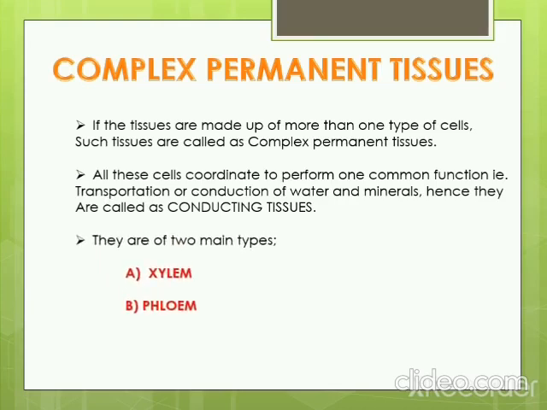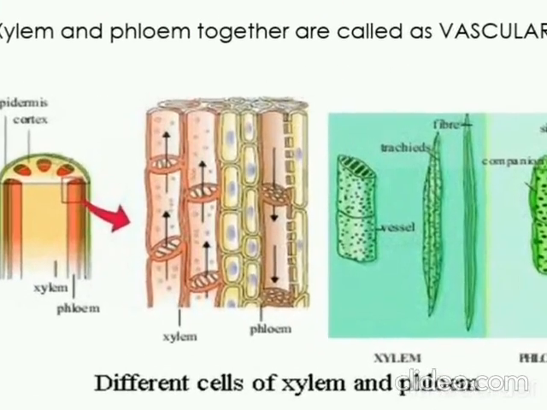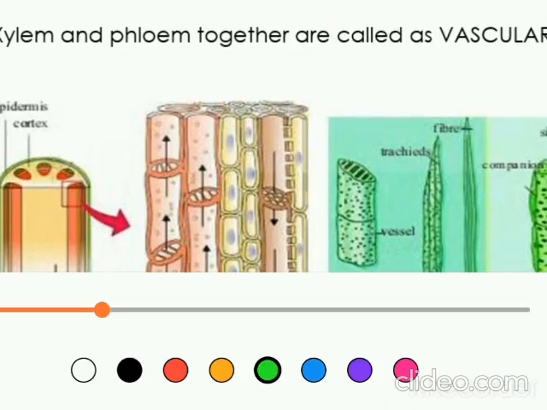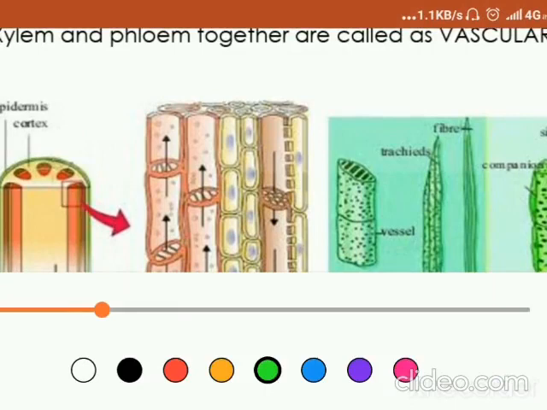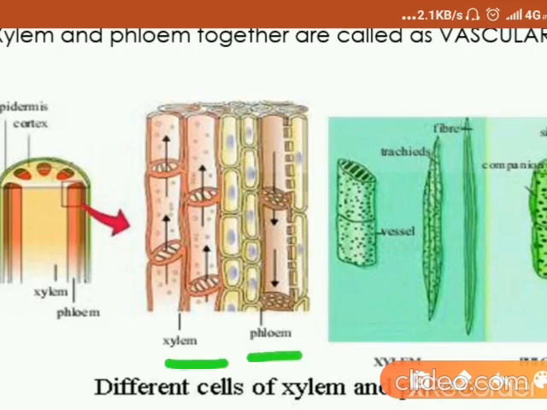They are of two types: xylem and phloem. Let's go into detail about them. Can you see the picture clearly? This is the plant stem. If you cut it longitudinally, you can see them here. The conducting tissues are the xylem and phloem.